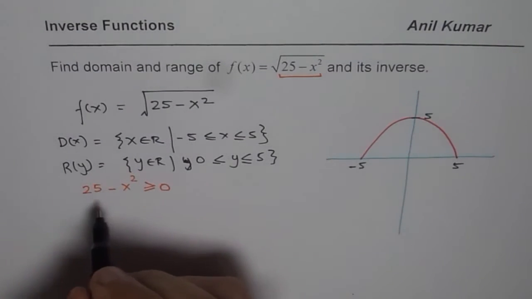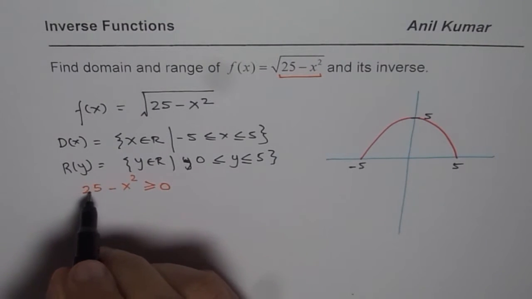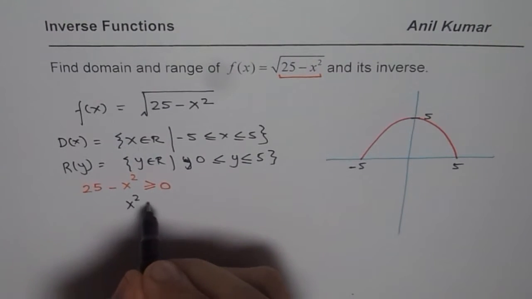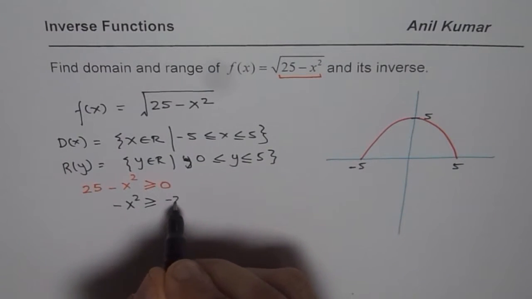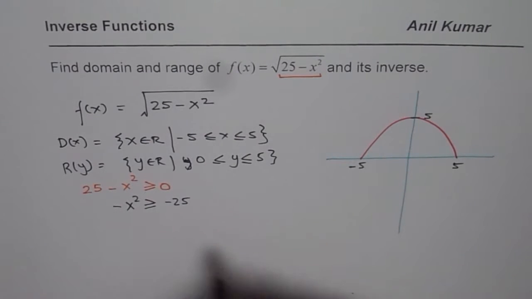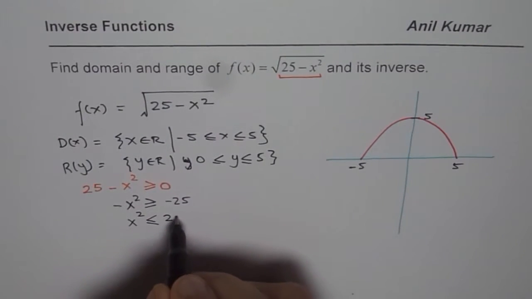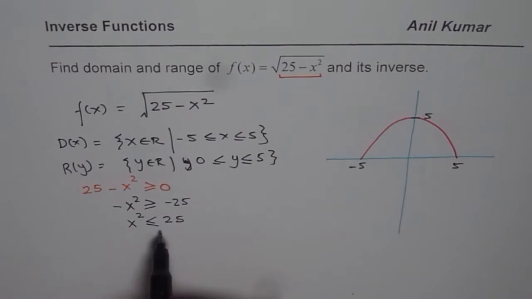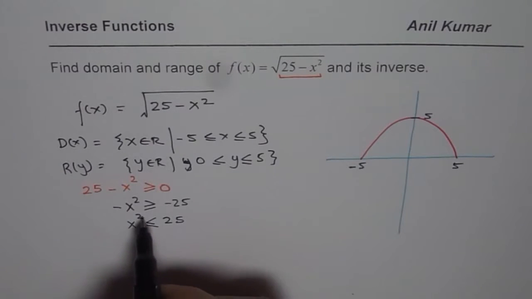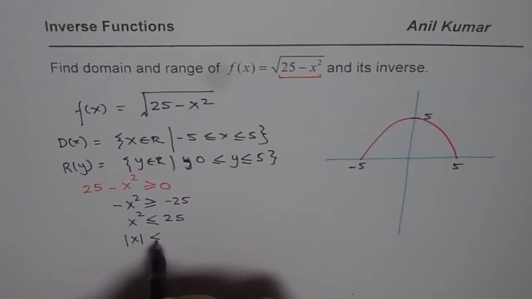So in that case we can solve this by taking negative 25 on this side. We say x square is greater than or equal to minus 25. Then we multiply by minus 1. Whenever you do that, you have to change the sign also. It should be less than or equal to 25. So x square should be within 25, you understand? Whenever it is x square, it really means that the absolute value of x should be less than or equal to, we will square root it, 5.